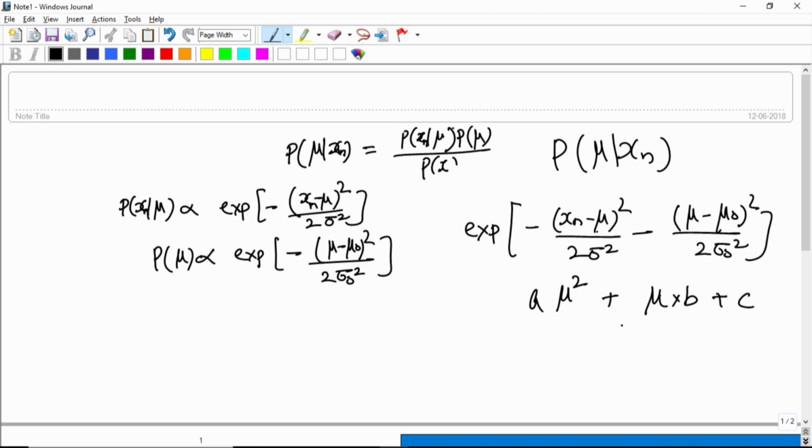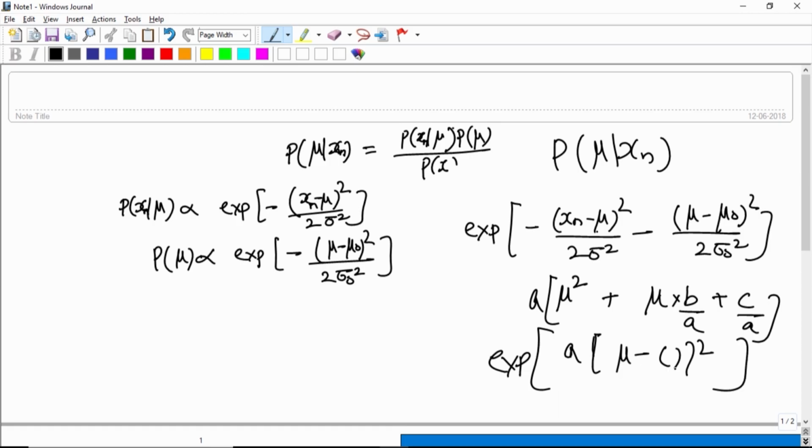Now you can always express it like this. If you take a out, you can write it as mu minus something, squared. And if you can write something as exp of a times mu minus c squared, then c is the mean of the Gaussian distribution, and 1 by a is 2 sigma squared, right? So you can just identify what the mean and variance will be of that Gaussian distribution.